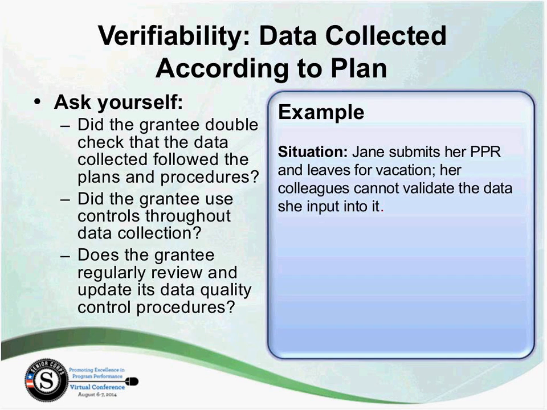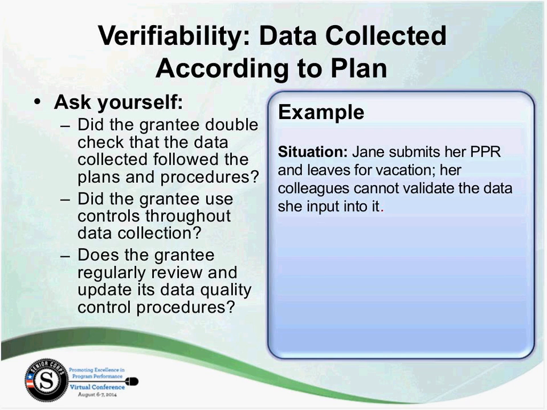Questions that we need to ask ourselves. Did the program director double-check that the data collected follows the plans and procedures for data collection? Did the director use controls throughout the data collection and management process? Does the program director regularly review and update its data quality control procedures?